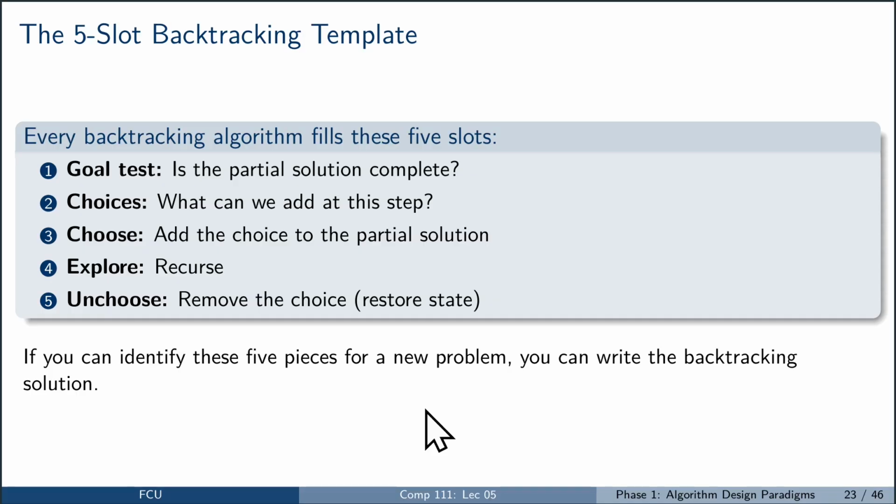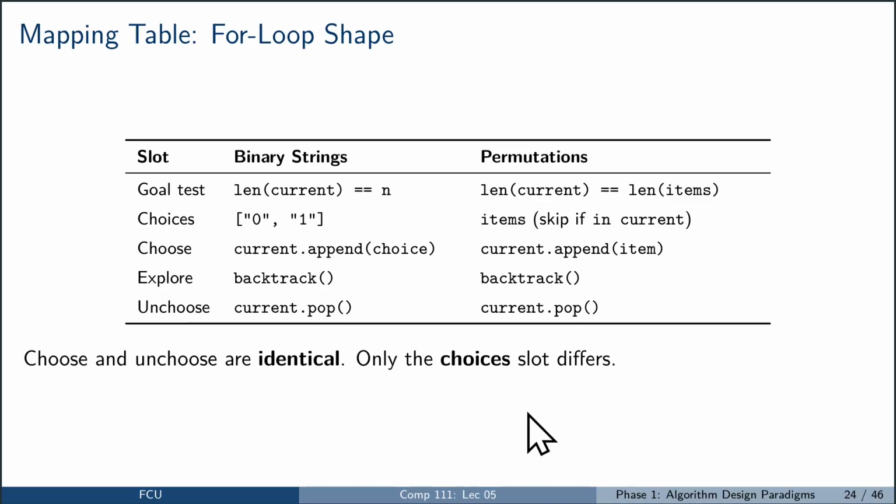So does it hold up? Check it against the 2 examples we have seen so far. Essentially what we have here is the for loop mapping table, binary strings on the left and permutations on the right. And look at the rows, for example. Choose, that's append in both cases. Unchoose, that's pop in both cases. Explore, that's also backtrack in both cases.